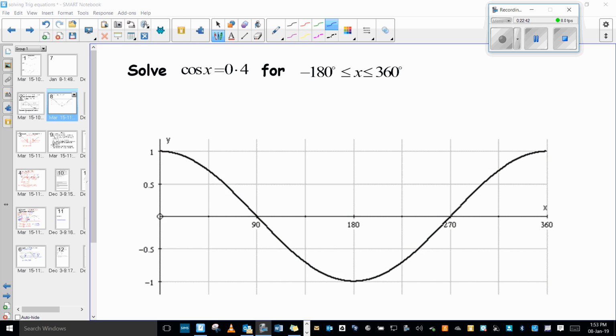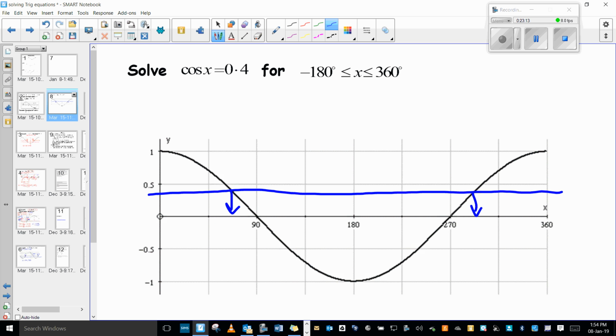So, our sketch. Okay, we've done our sketch. It's a cos curve, we've gone from 0 to 360. So, what do we do first of all? Draw the line at 0.4. Cos minus 1 of 0.4 is 66.4.